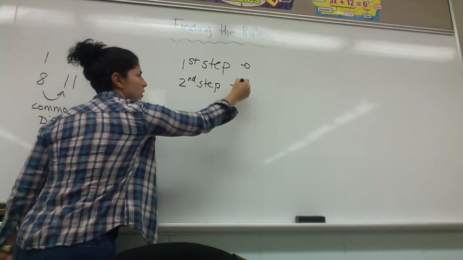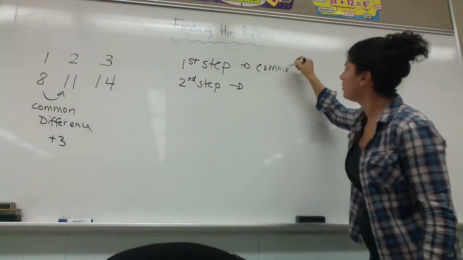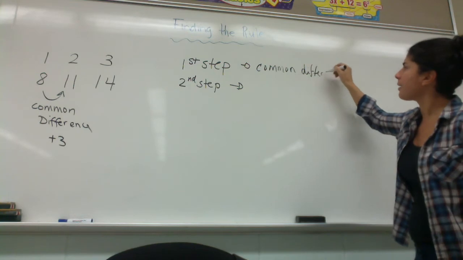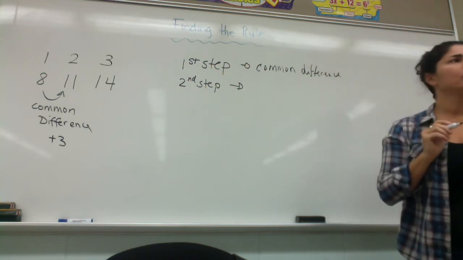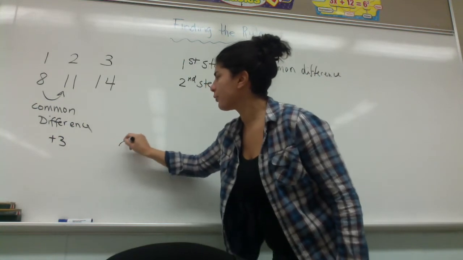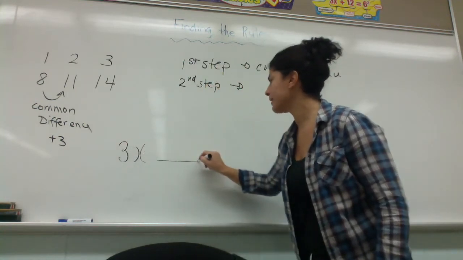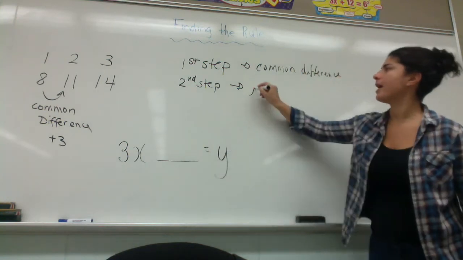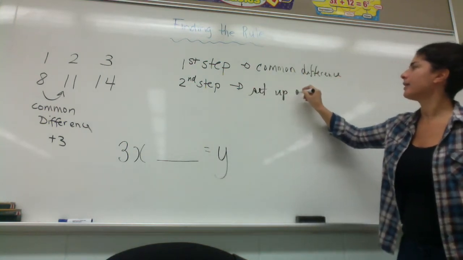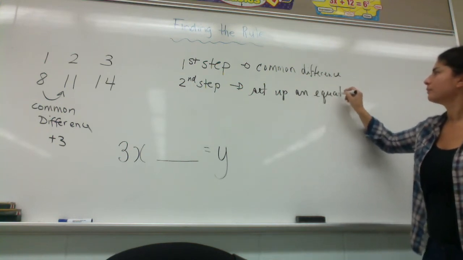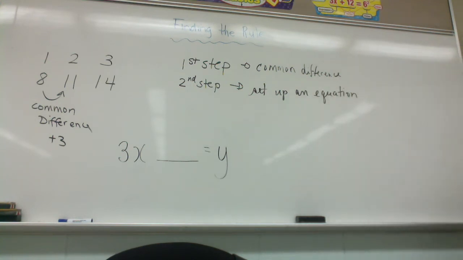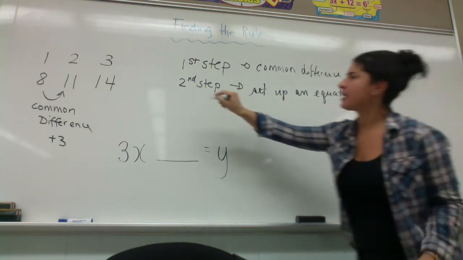Second step. So here we find the common difference. Done. Second step. I want you to write with the common difference 3x equals y. So set up an equation. That's your second step. Set up an equation. So this is what I mean by set up an equation.